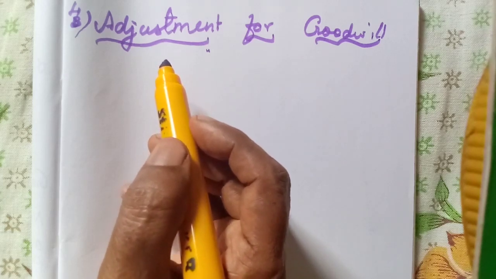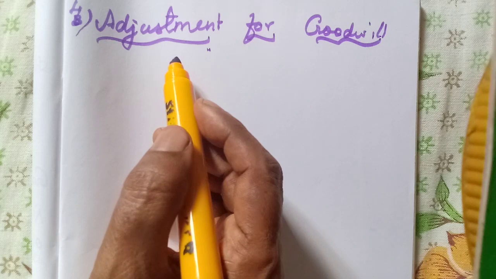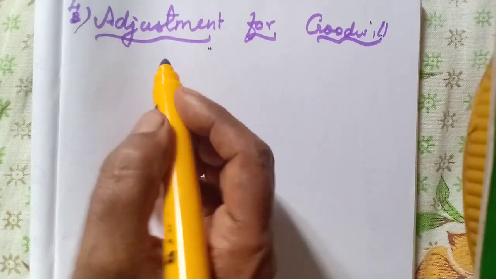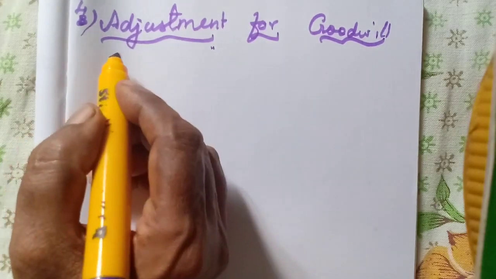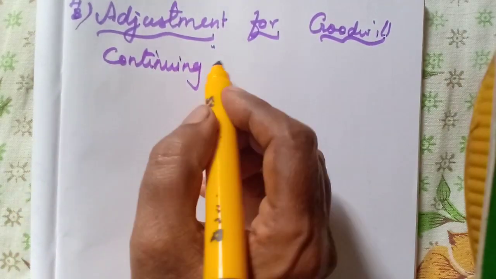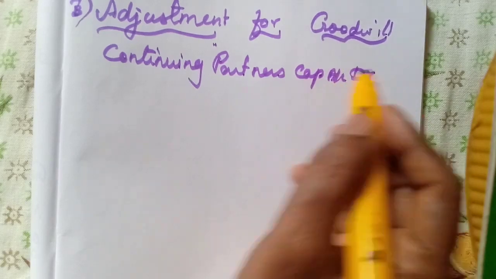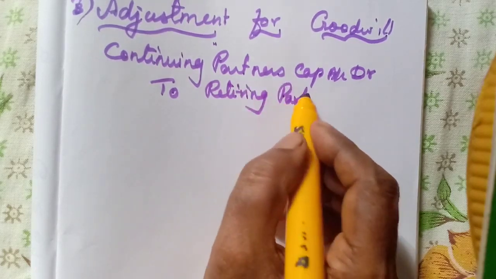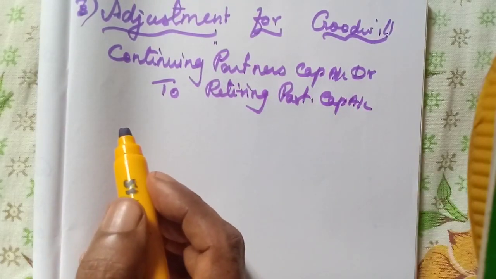So a share must be given to the retiring partner. The existing partners' capital accounts must be debited and the retiring partner's capital account must be credited. That is the journal entry, to write the retiring partner's share of goodwill. So we can say the continuing partners' capital account debtor to retiring partner's capital account. In the gaining ratio they have to share.